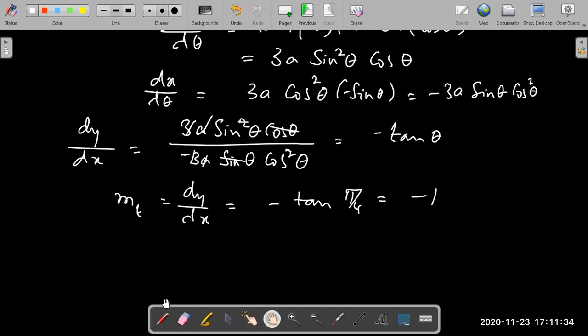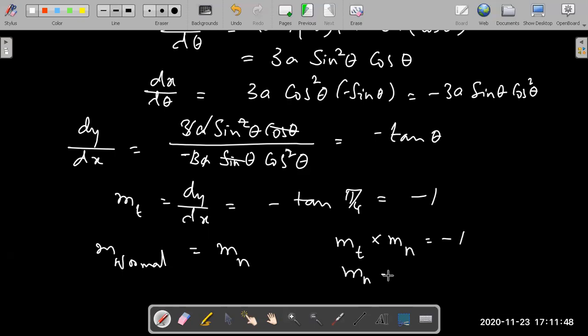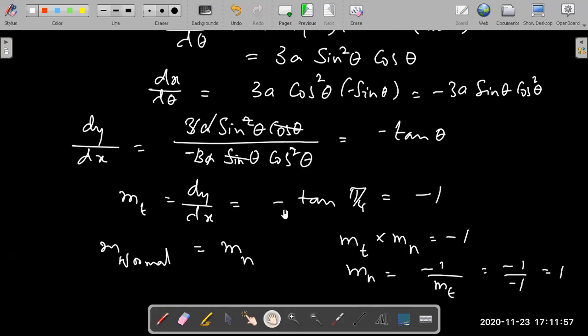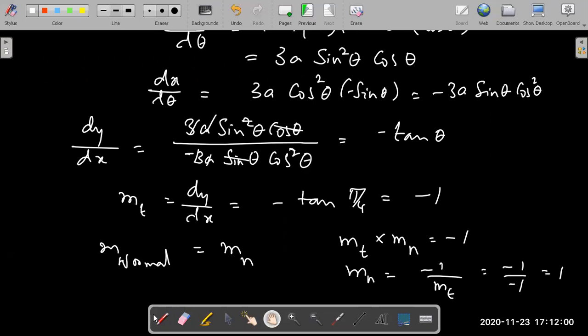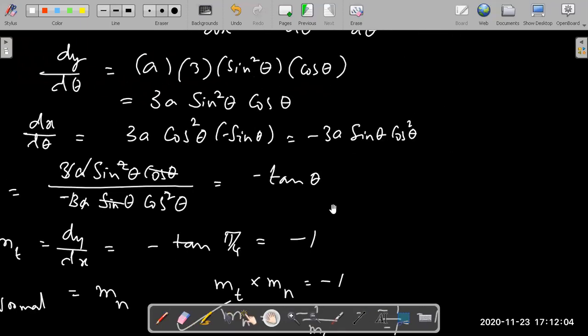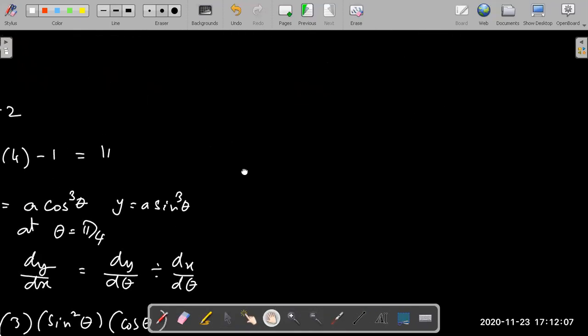We want to find out m normal, so that's mn. But we know slope of tangent multiplied by slope of normal is equal to minus 1. So slope of normal is equal to minus 1 by mt. That's equal to minus 1 divided by minus 1, which is 1. So the slope of the normal is 1. That's the answer. Okay. Then we go to the next part of it.